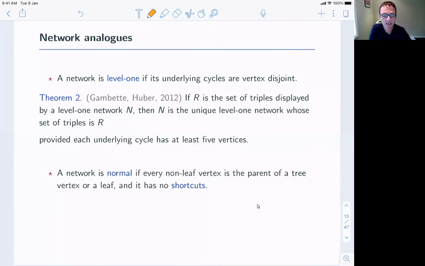So what if you generalize level 1 networks, but we're not going to allow shortcuts? So a network is normal if every non-leaf vertex is the parent of a tree vertex or a leaf, and it has no shortcuts. So here's an example. So there's a normal network.